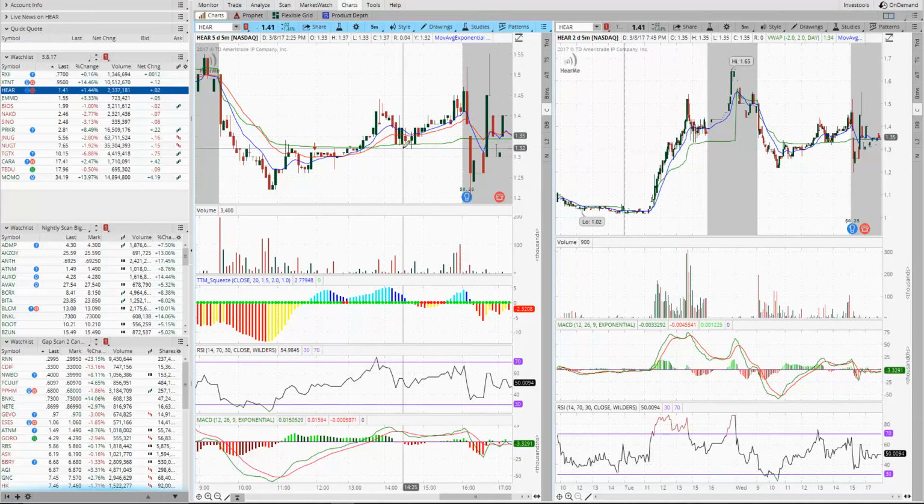Say, hey, if it breaks above VWAP, or if it touches VWAP and bounces up, I'll make a trade. So it's a quick little tutorial on VWAP. I'll make another video in more depth. But let's build our watch list for tomorrow.